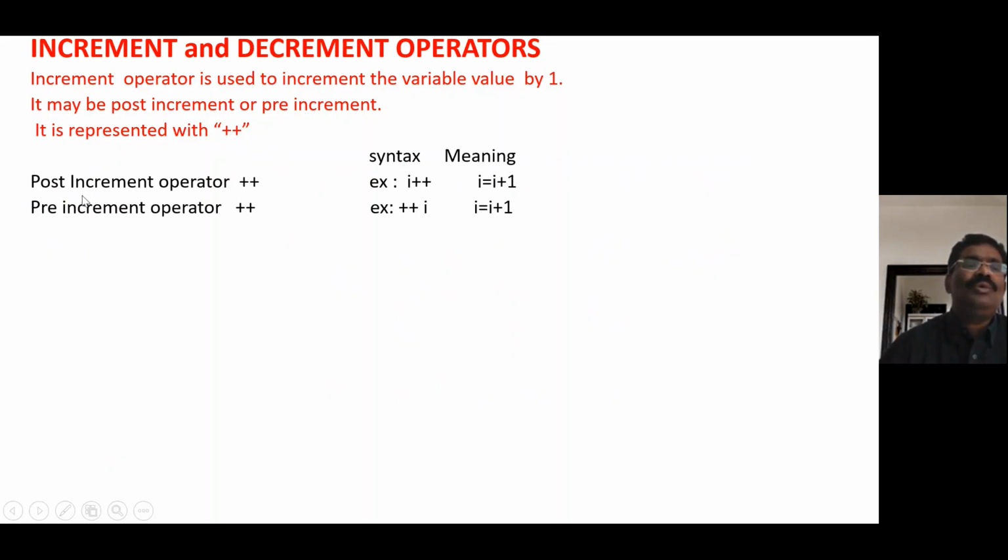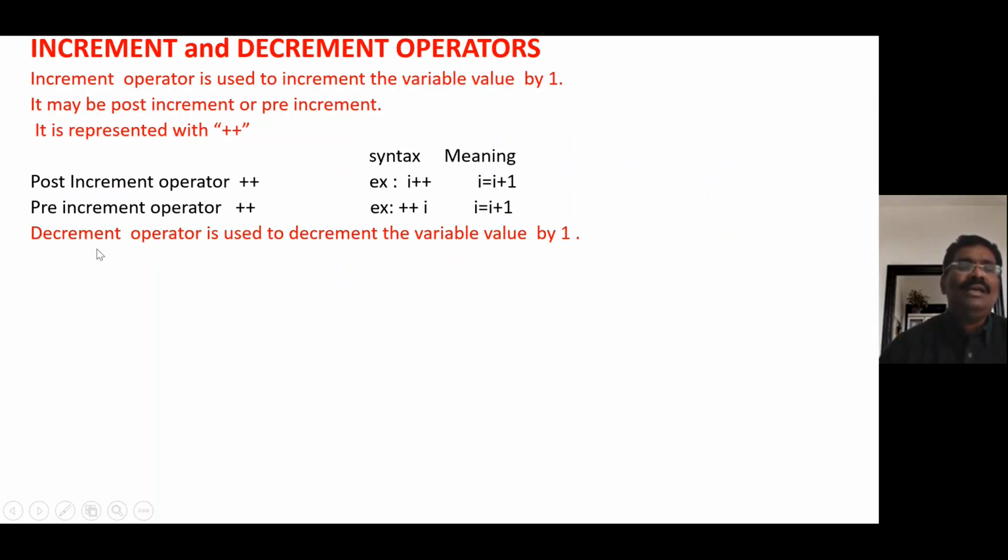So for example, the post-increment operator can be represented as i++. That means i = i + 1. The pre-increment operator is ++i. That is also i = i + 1.